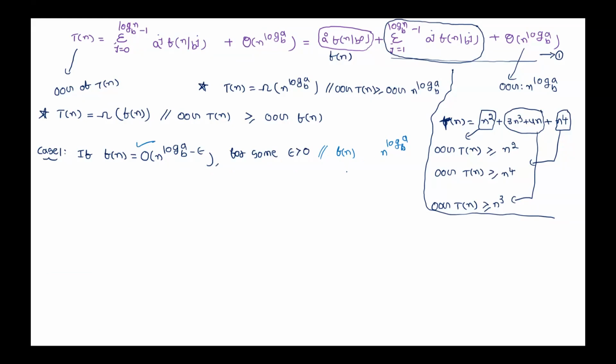Why? Because, for example, if f of n is say n square, and n power log a base b is n cube, even if I subtract some value, say 0.5, still n square is big O of n cubed minus 0.5. Is that true or not? So now this we can consider as f of n, this n cubed we can consider as n power log a base b, and this 0.5 is epsilon. Is that okay?